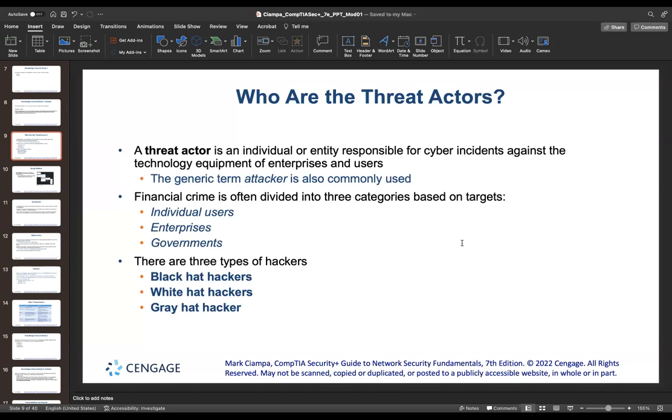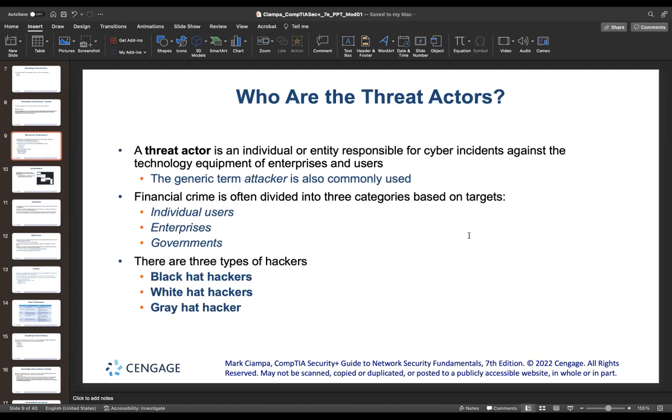But in most of the advanced text, especially when it comes to scholar text, the word threat actor is what is being used. So in financial crimes, you often have three different categories, right? You have individual users, enterprises, and governments who commit those crimes. And there are three types of attackers or hackers that we have in this category of the threat actors. We have black hat hackers, white hat hackers, and gray hat hackers.